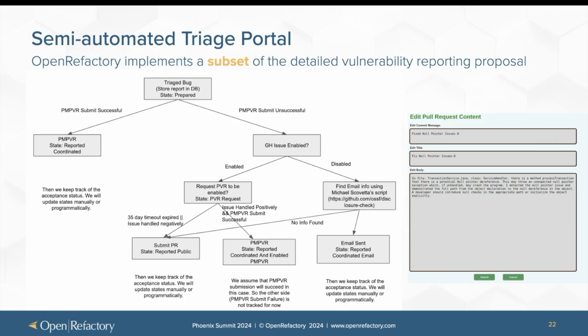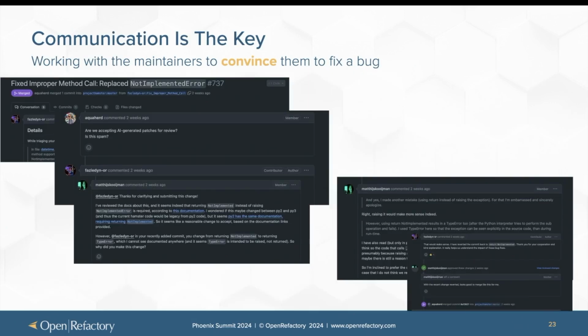So we created a triage portal which was semi-automated, as in the bugs that we wanted to report, many of the fields that are there are pre-populated by us. And the triage portal also implements a subset of the vulnerability reporting proposal that I was referring to earlier. This helped us work in a more efficient manner.